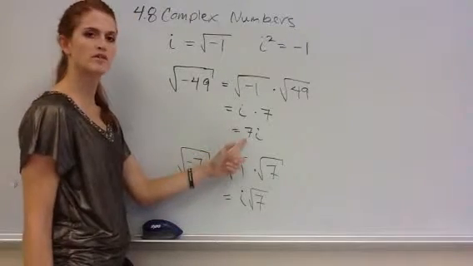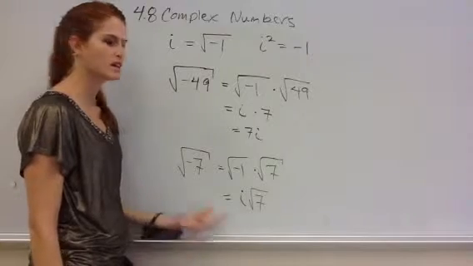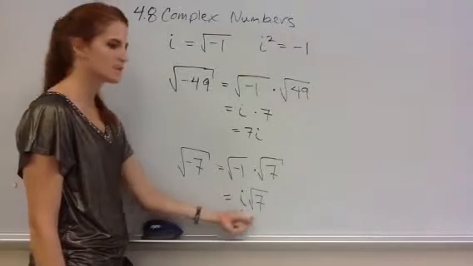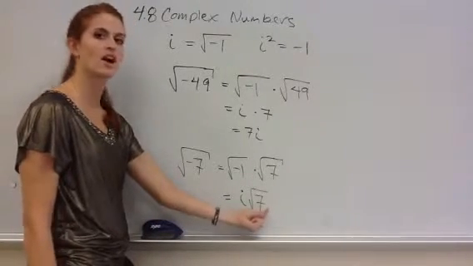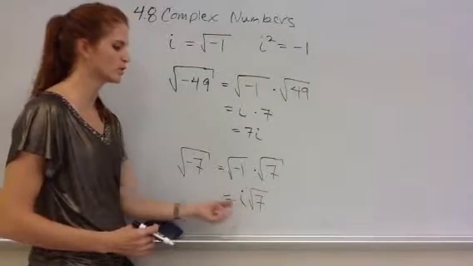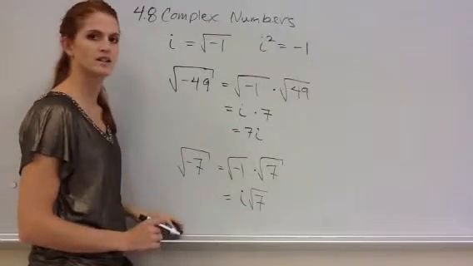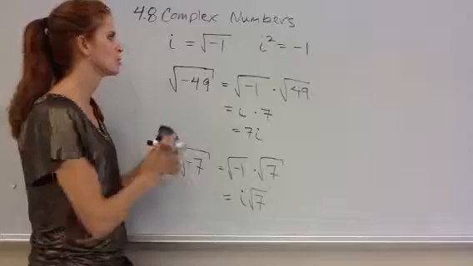Notice here I put the number first and then i second. Here i comes first and the square root comes second. The reason why we put i first is that we don't want to accidentally think that it's going under the square root. So to make sure that we don't put it under the square root, it comes before. So square root of -49 was 7i. This is going to be i square root of 7.